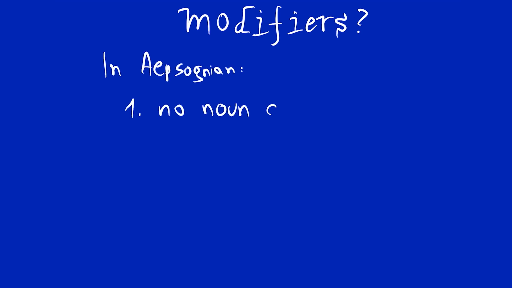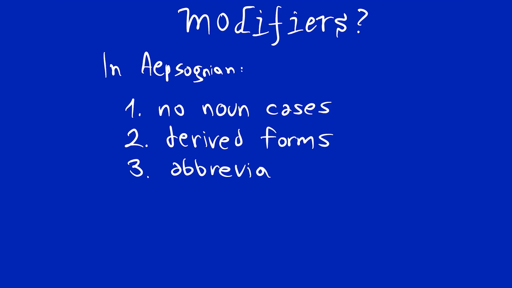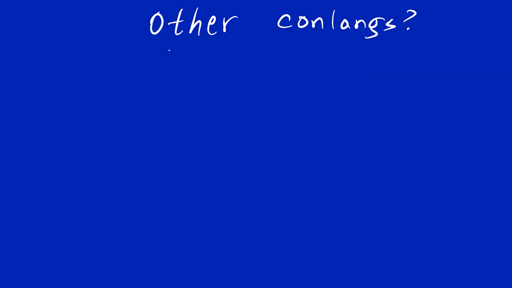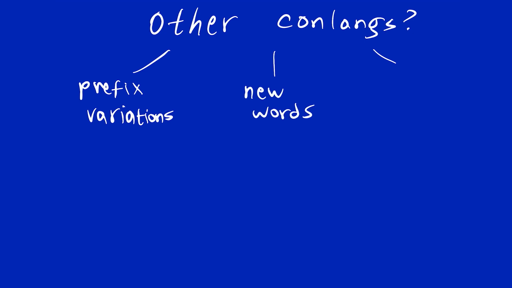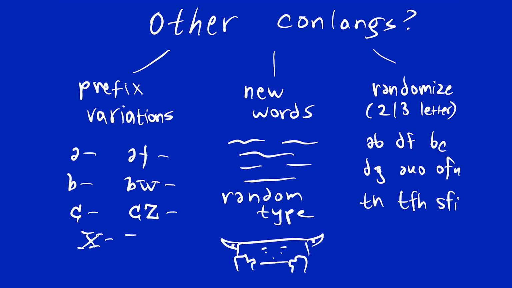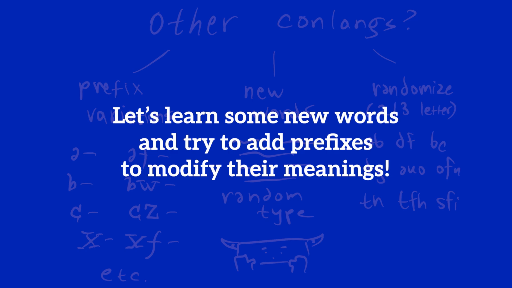First of all, there are no noun cases in Absognian, only derived forms, abbreviations, and word roots. In order to make other conlangs, you can make prefix variations like this: a, b, c, and the letter x. You can also add new words that can be randomly typed on the keyboard, and you can randomize 2 or 3 letter combinations. Let's move on to some new words and prefixes.